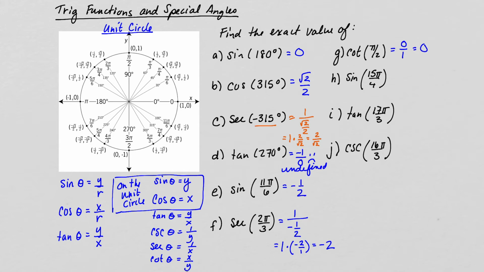Okay, now my last 3 examples. Sine of 15 pi over 4, tangent of 17 pi over 3, cosecant of 16 pi over 3. All of these values, if you look over on the unit circle, are not on here someplace. So we need to actually find them. We need to find an angle on the unit circle that is coterminal with this angle 15 pi over 4. Now, you could go back to what we did before with coterminal angles, but I personally just think it's easier to count it off.